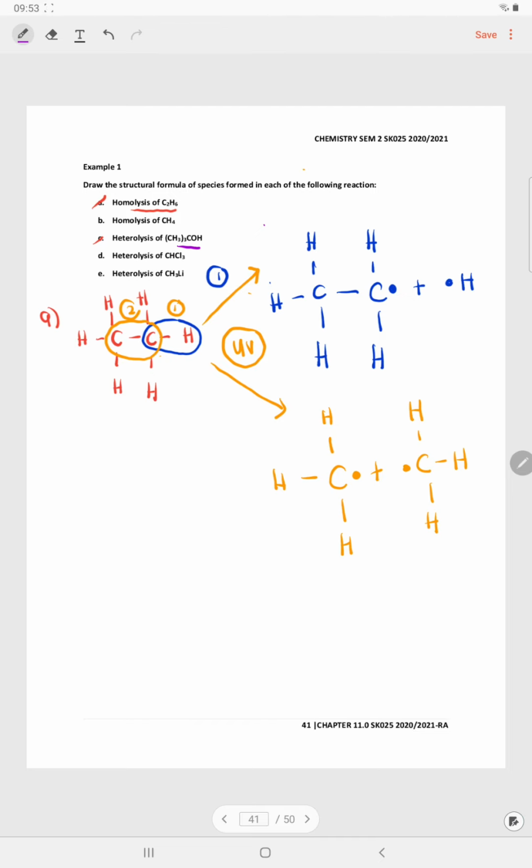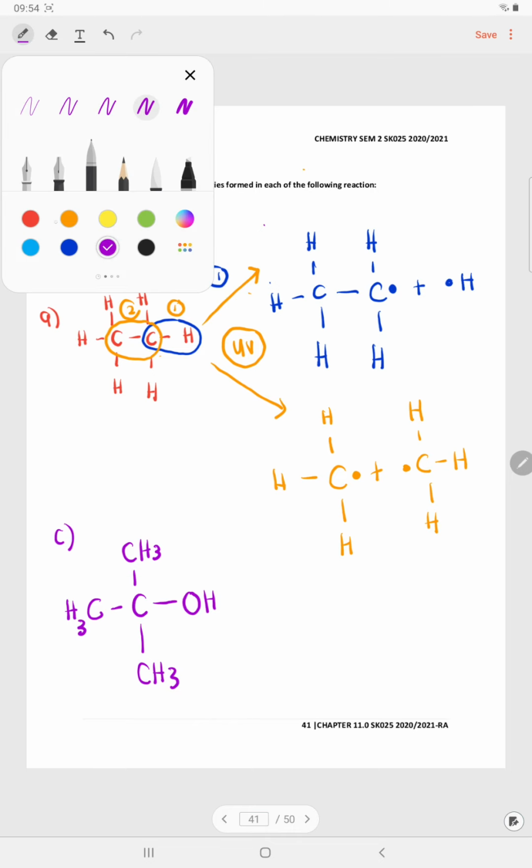Heterolytic cleavage between these molecules. So when I expand here, the more electronegative element beside carbon is oxygen. So the polar bond occurs between C and O. And for the rest, I just draw the methyl group attached to the carbon atom.